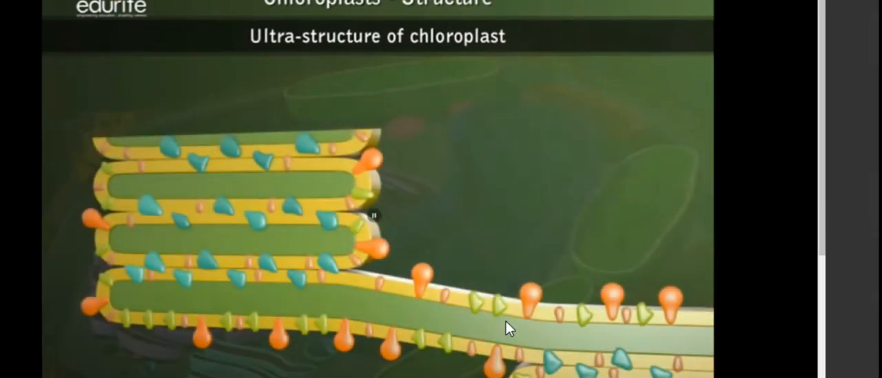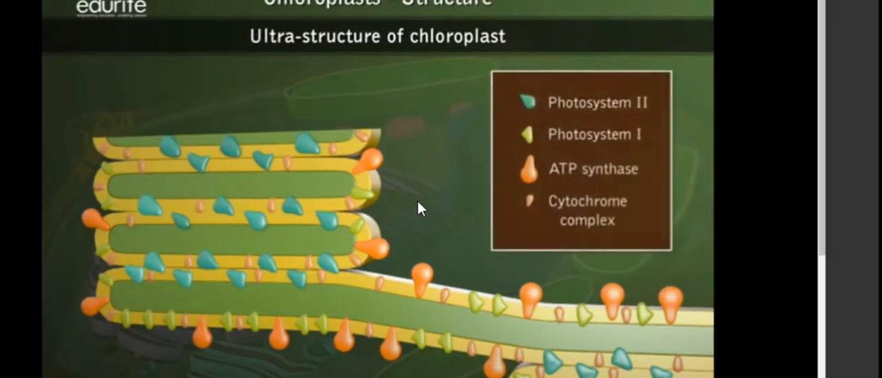Now let us have a look. Here you can see this one is the intergranal lamella, and this one is the thylakoid, and here it is the thylakoid lumen, and here you have your chlorophyll in the membrane of the thylakoid. Okay, and at that place your photosynthesis occurs.